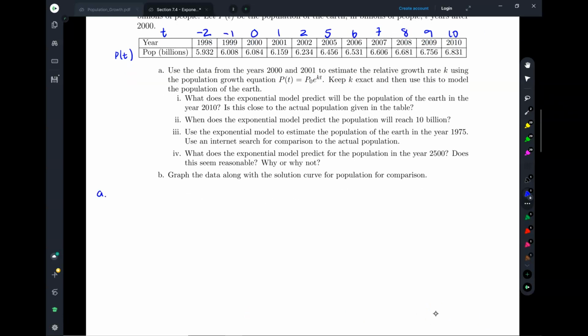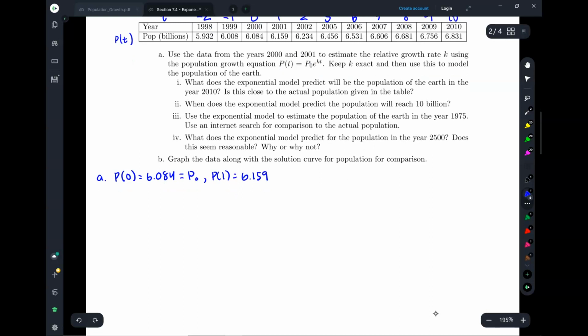So we're going to use the data from 2000 and 2001. So I see that P of 0, that would be the year 2000, is 6.084. And that is the initial population. I'm just going to go ahead and write that in here. That's P sub 0. We'll use that in our exponential growth model. And then P of 1, I can see from the table here, is 6.159. And remember, those are in billions of people, right? Okay, so what we're going to try to do is make a specific model for this particular data set. And we just happen to choose 2000 and 2001. You'll see later if we make different choices, we might have different k values, which is actually really interesting to think about. But we'll get there.